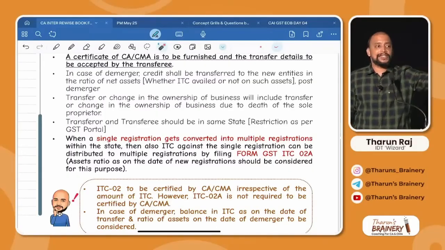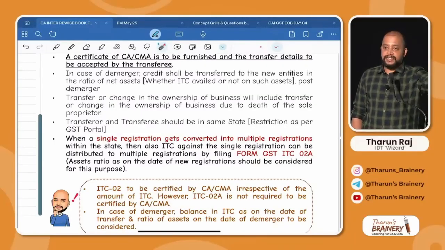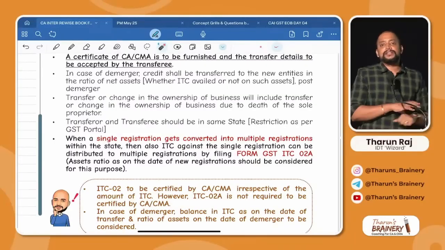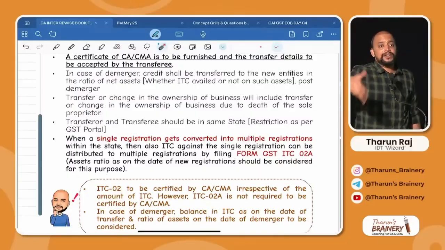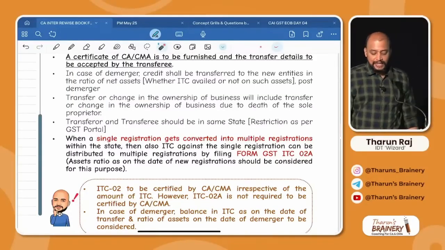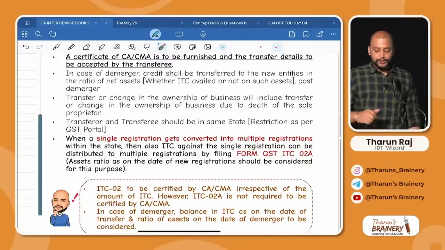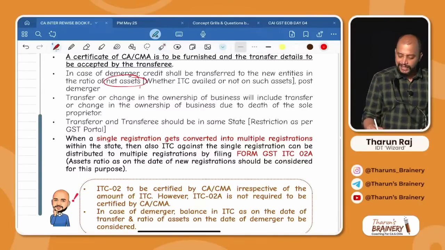So see the total assets. Sir, net assets they gave. What is net assets? All assets minus ITC. You write there: net assets means total assets minus ITC, because ITC only we are transferring now. We have not yet transferred ITC. So net assets means total assets minus ITC.